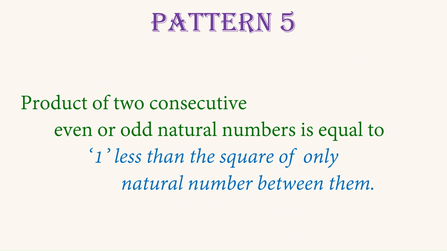Product of two consecutive even or odd natural numbers is equal to 1 less than the square of the only natural number between them. We have to take two even or two odd numbers, and we will try to verify this pattern. First we'll take 12 and 14, both are even numbers, and we'll find the product of these numbers. It is 168. This product should be equal to 1 less than the square of the natural number that lies between these.